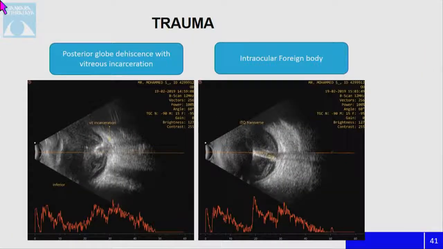So in trauma, other than what I have covered, we should look for vitreous incarceration and scleral wall discontinuity. And this is a foreign body with an endophthalmitis. Peripapillary choroidal thickness, 0.8 to 1.2, it's normal.